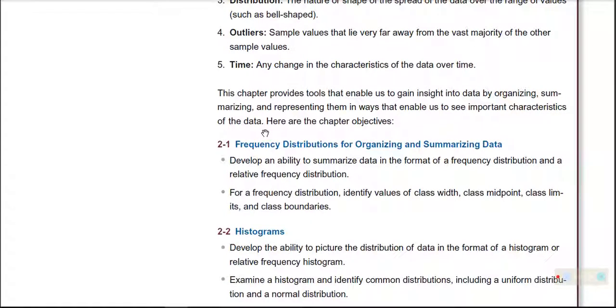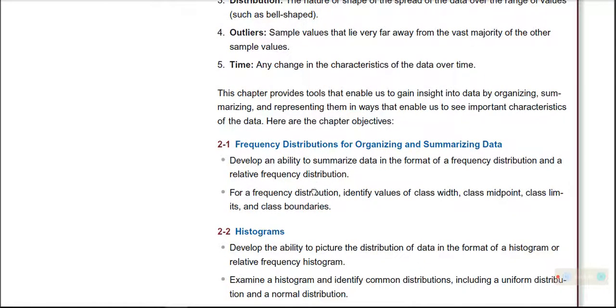Now let's talk about time. This is any change in the characteristics of the data over time. So this chapter provides tools that enable us to gain insights into data by organizing, summarizing, and representing them in ways that enable us to see important characteristics of the data.